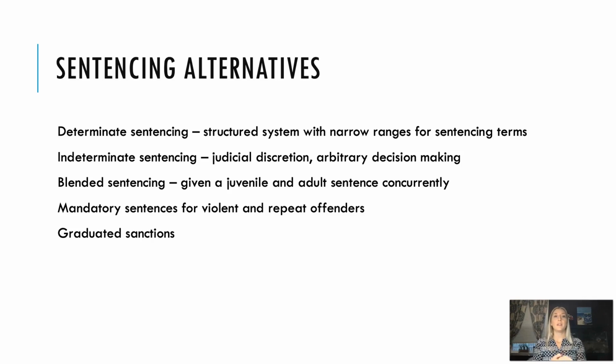So what are some sentencing alternatives? The juvenile system historically had indeterminate type sentencing, just like the adult court system. This was where the judges had broad discretion and it was an arbitrary decision-making process. So most times youth are not going to be given a set time to serve on probation.